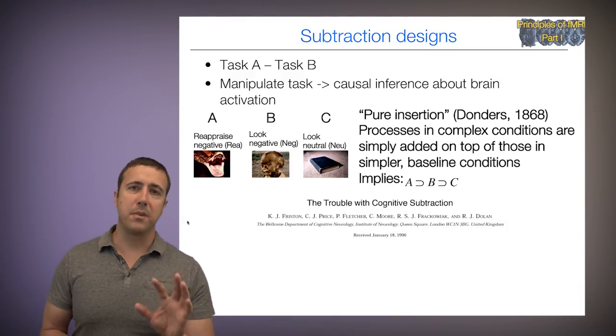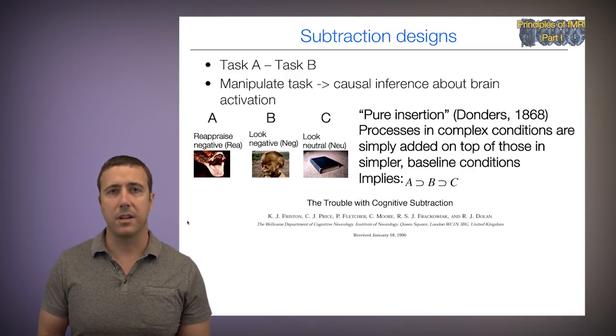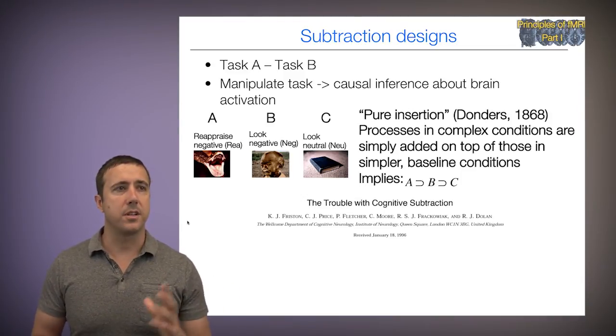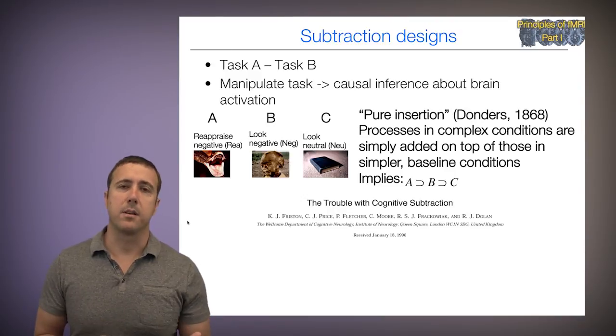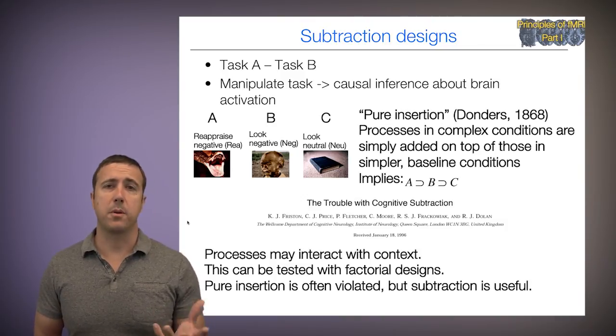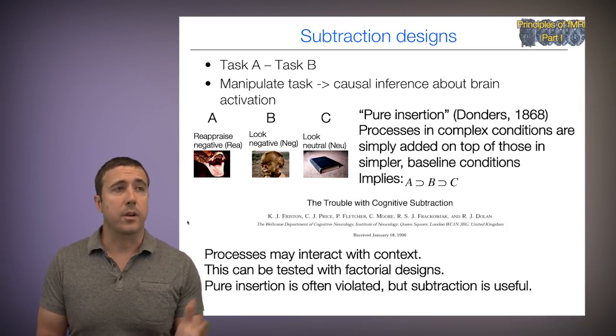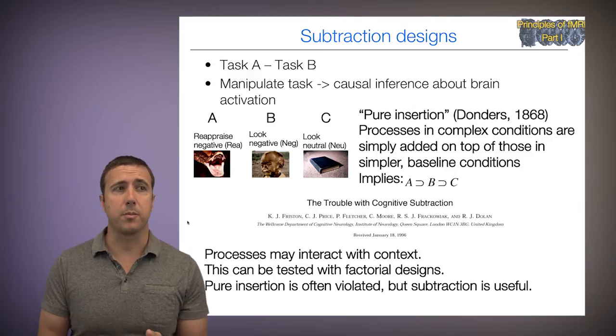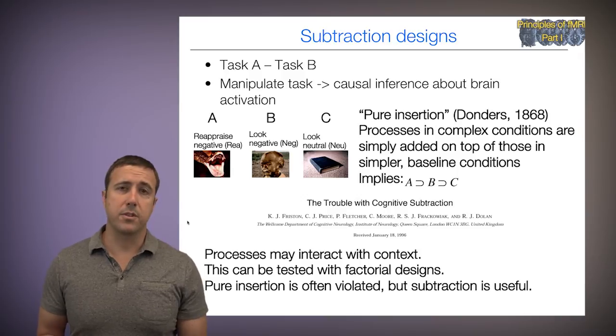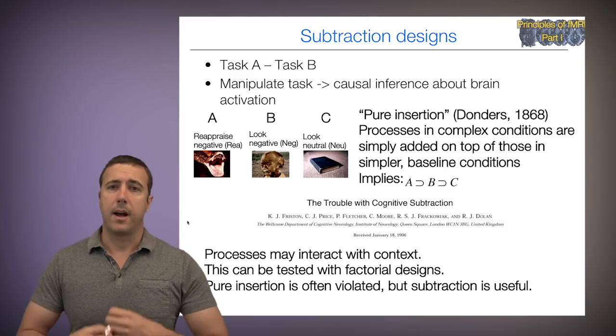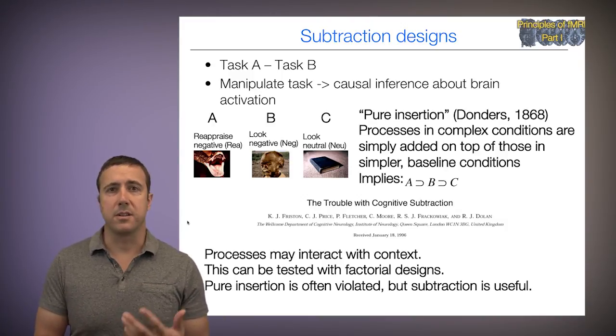And there are many issues with this kind of subtraction logic. And this is a really nice paper by Friston and others that outline some of these problems. But it's still a quite useful kind of design. Some of the problems are that the processes that I'm interested in might interact with context. The object recognition may not be the same if it's an aversive picture or a neutral picture. We can test some of these things with factorial designs that we'll see later. So pure insertion is often violated, but it can still give us a useful bread and butter test for isolating activation, which is potentially related to particular psychological effects that I care about.